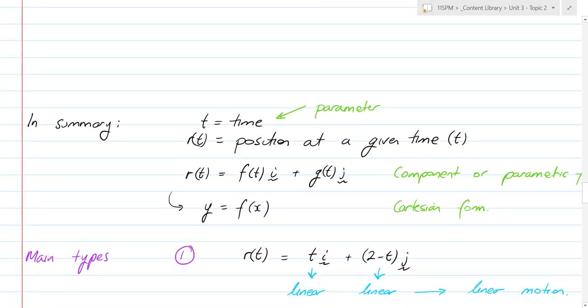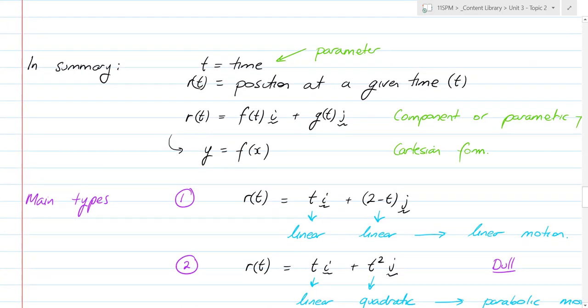So just a quick summary. t is the time, it's our parameter. r(t) is the position at a given time. It's written as a vector: r(t) equals f(t)i plus g(t)j, or possibly f(t)i plus g(t)j plus h(t)k. It could be three-dimensional, but we won't play with that to start with. And this leads to Cartesian form y equals f(x). Getting from component to Cartesian form needs to become pretty trivial for you in the basic form. So if I give you one that ends up being a circle, ellipse, linear, quadratic, or polynomial, that's pretty easy. Anything else can be a bit harder.